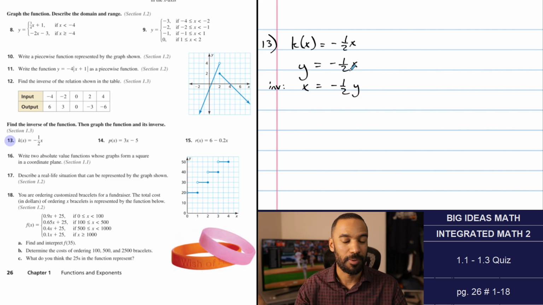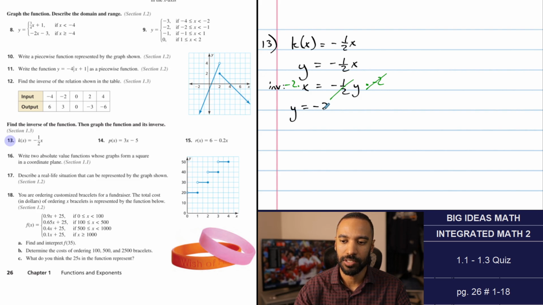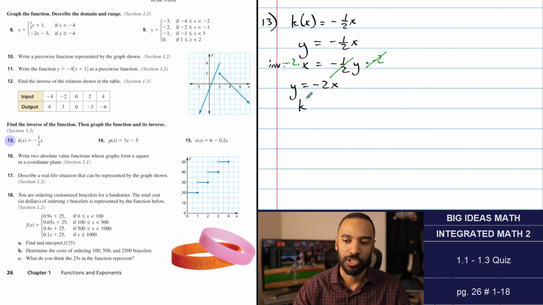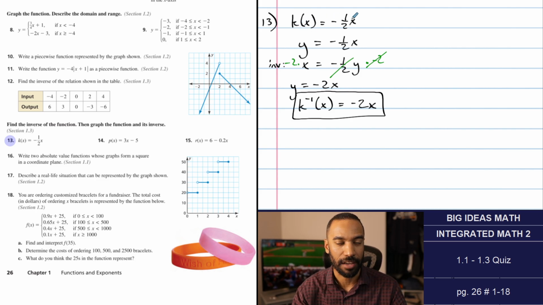We divide both sides by -1/2. That's also the same thing as multiplying both sides by -2, like so. -1/2 times -2 is +1. So we're left with y equals -2x. That is that equation. If I write it in inverse notation, it'll look like that. Still the same answer, but this will be noted as the inverse to that graph.